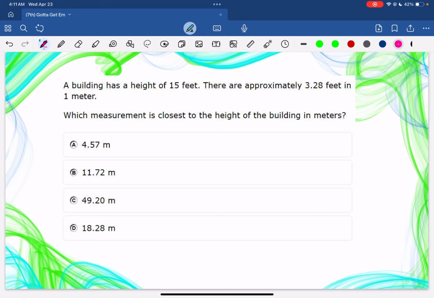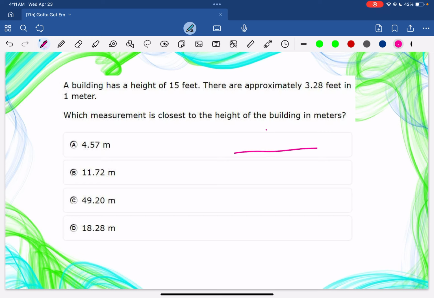Hey guys, in this video we're going to convert between measurement systems, and basically what we're doing is we're either going from the US customary to the metric system or vice versa. All right, let's get started. A building has a height of 15 feet. There are approximately 3.28 feet in 1 meter. So our ratio is feet to meters.